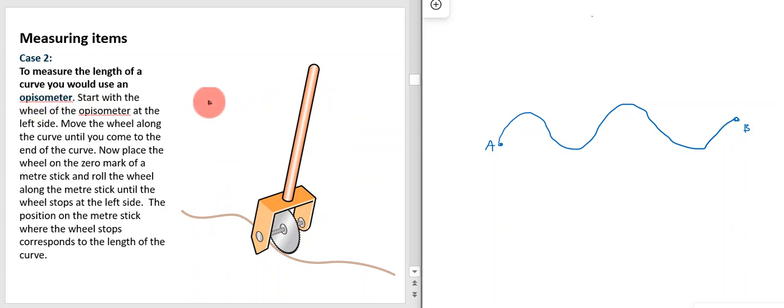So what we can do is use one of these, and this is what's known as an opisometer. To measure the length of a curve, you would use an opisometer. Basically what you do is you start with the wheel of the opisometer at the left side. So you move the wheel, for example, over to the left side.